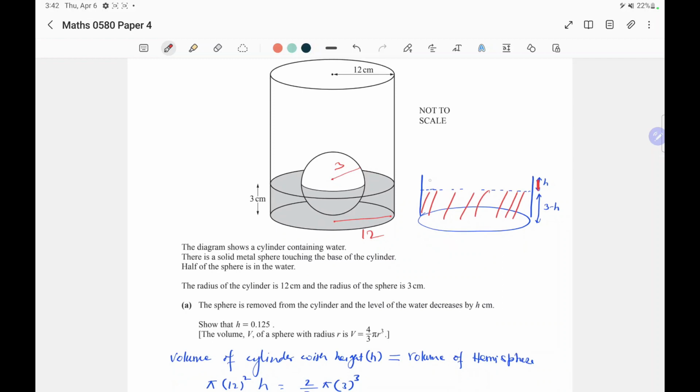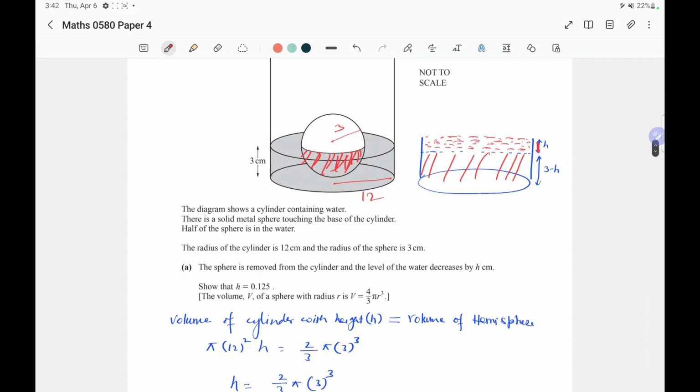Okay, so it means this much water, or this much water capacity, was equal to half of the volume of this sphere, right? So it means the volume of a cylinder with height h. I will consider radius still 12, but height I will consider a small h. So the volume of the cylinder with height h will be the volume of the hemisphere. Why is it a hemisphere? Because half of the sphere was in the water, right? That's why I consider hemisphere.